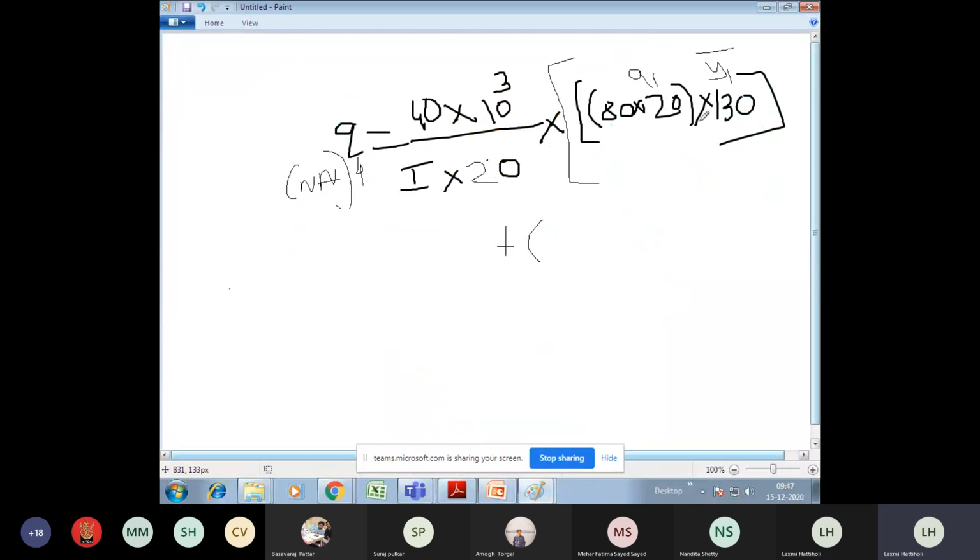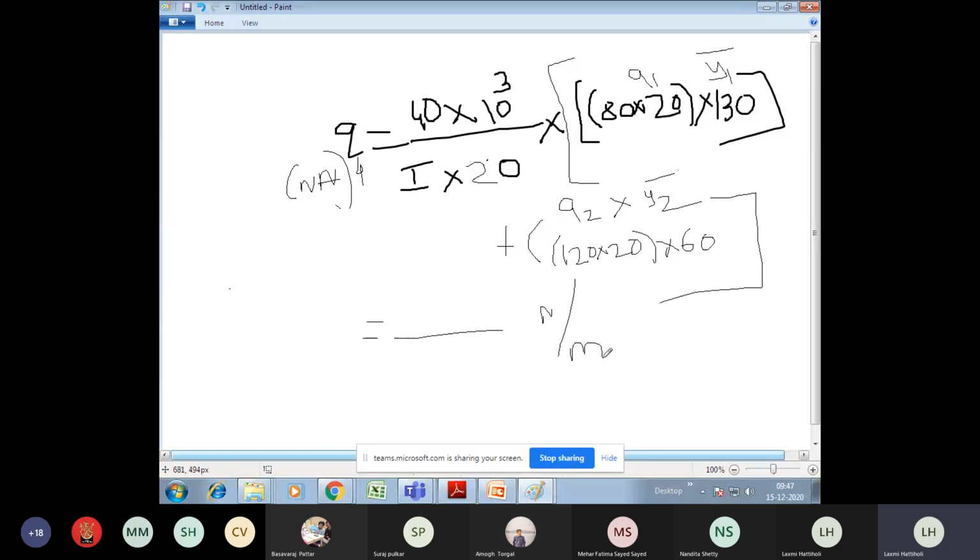So just write it here. A2 Y2, now I should write A2 into Y2 bar: 120 into 20 into 60. So now close the bracket. Now your entire equation completes. Now calculate and get me the answer for shear stress at the neutral axis in Newton per mm square. That's it. So this is the Q4 calculation. I hope this part is understood. Practice this. Now I'll explain the next part.